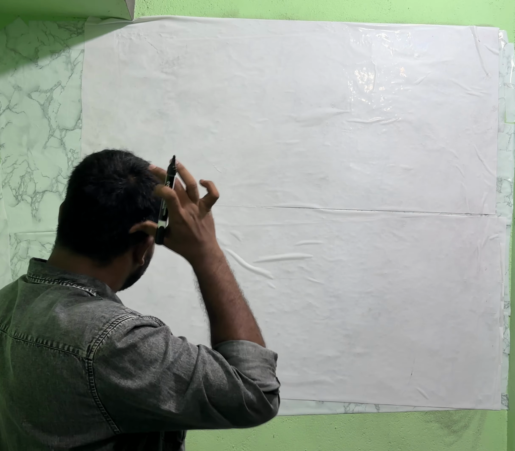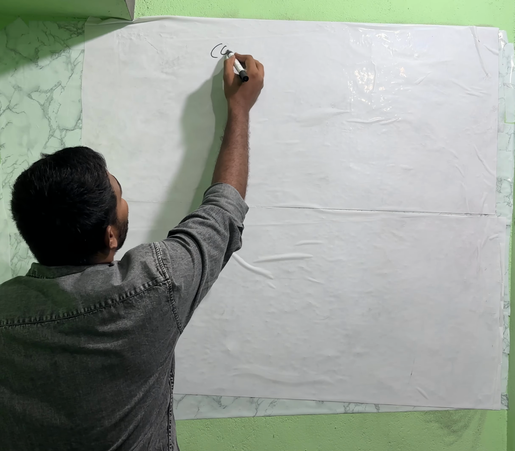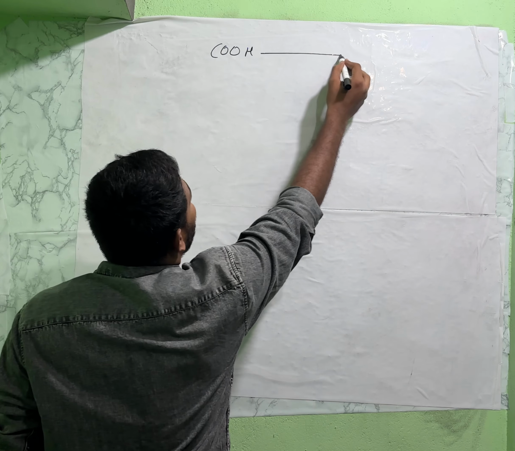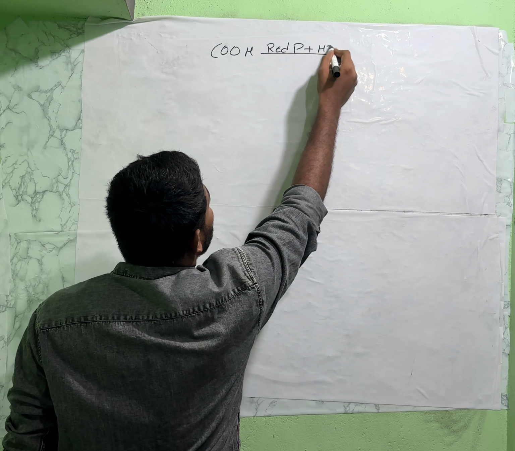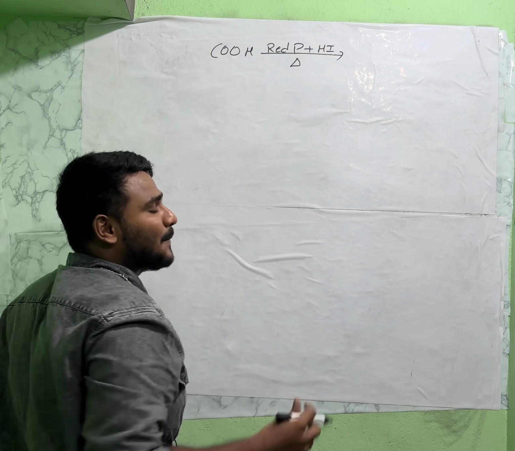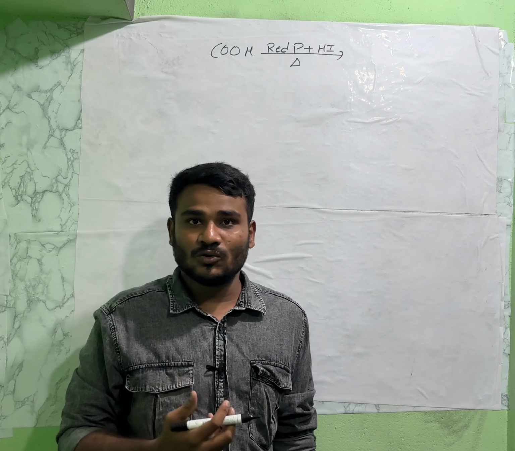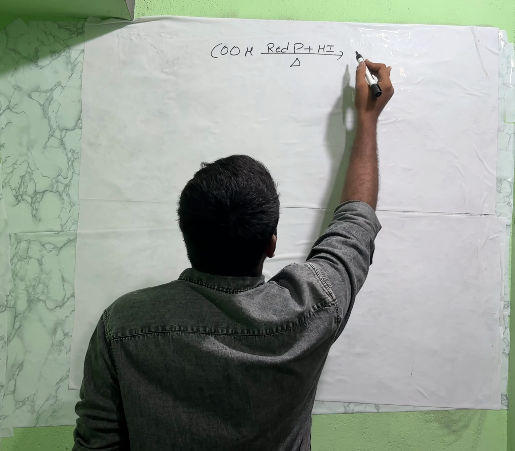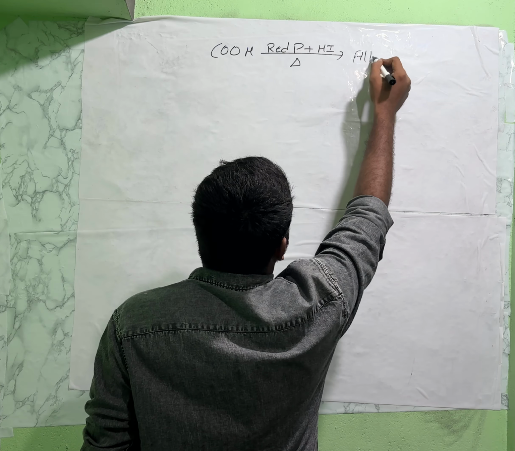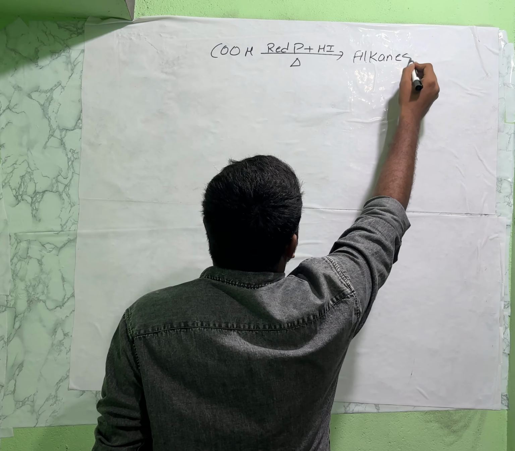Today we are going to discuss red phosphorus plus HI. Let us see how red phosphorus plus HI will convert the acid group to an alkane. Red phosphorus plus HI and heat are needed for this reaction. For different molecules there will be different temperatures. This is the conversion of acids to alkanes.